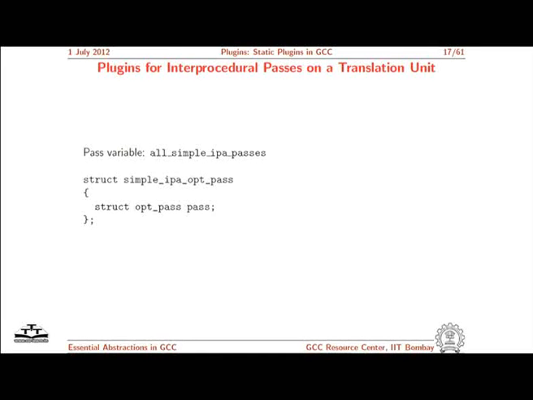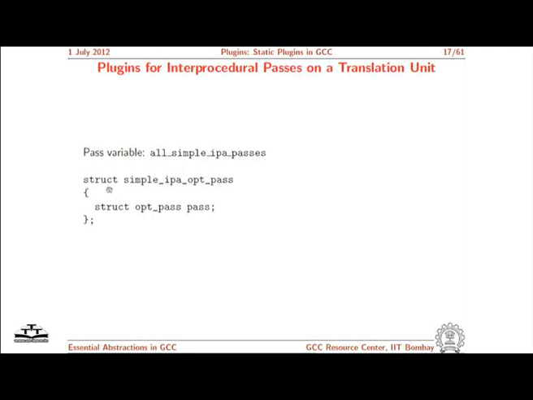Let's come to, so now this is the pass variable, all simple IPA passes. Okay, we have this struct simple IPA opt pass. So we'll know in a while what is a simple IPA pass, what is a regular IPA pass. I won't be able to say in advance what it means, but by the end of this lecture, we will know that fairly well. Okay, but there are two kinds of interprocedural passes in a nutshell.